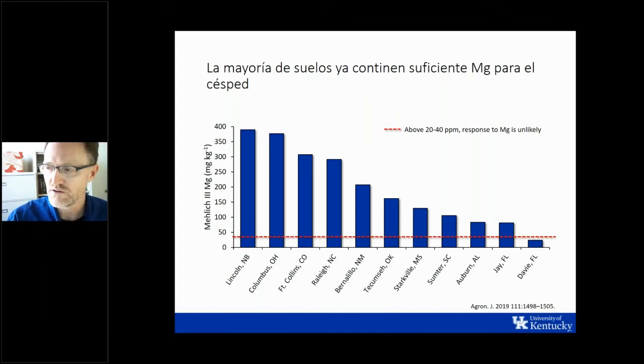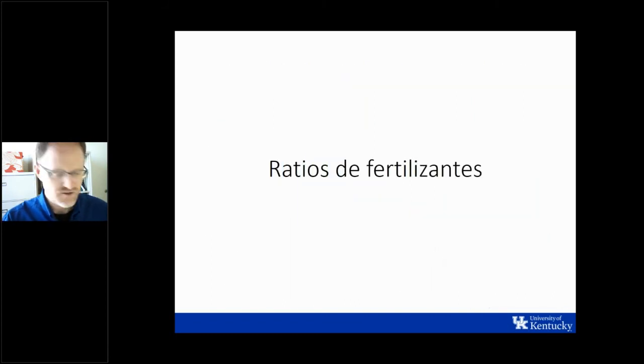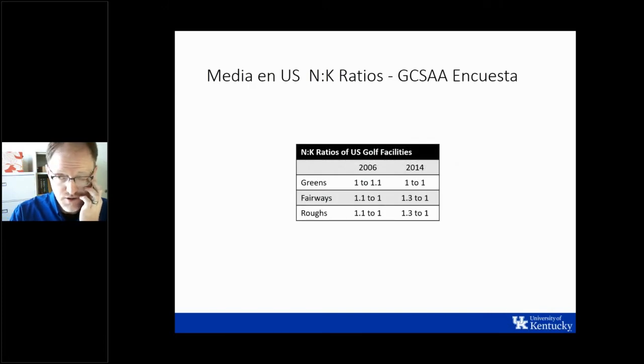So when we're getting down to the end here, ratios of fertilizers. The USGA has this in their current BMP template, where we have N:K ratios on US golf courses. In 2006, we were using basically 1-to-1s everywhere. In 2014, we see the greens are still the same, which is where they should be, but we see a movement in the fairways and roughs to apply less potassium, which is a great trend to see.